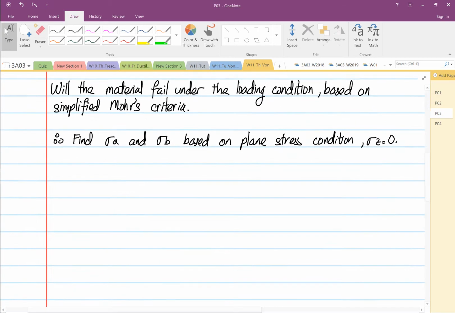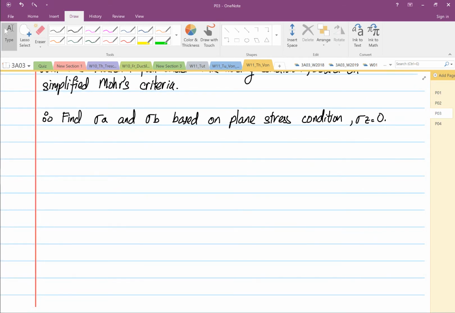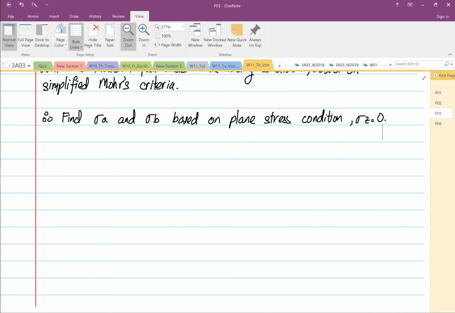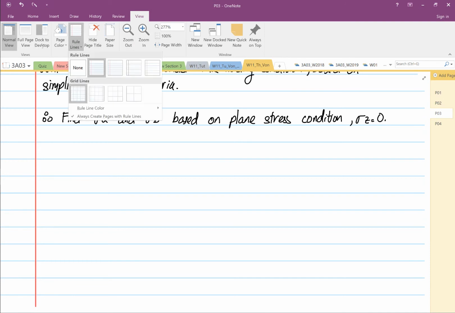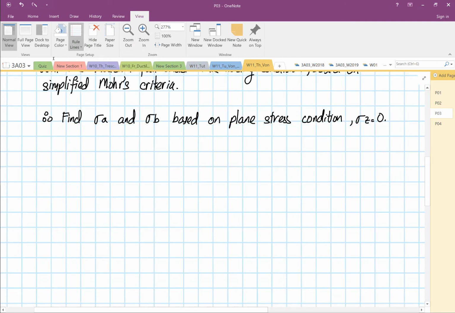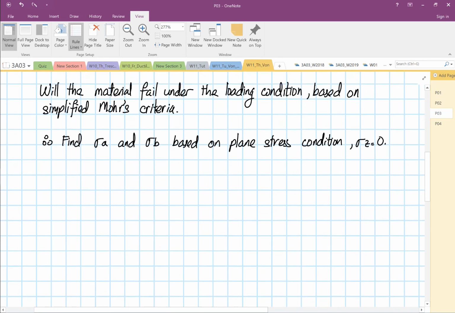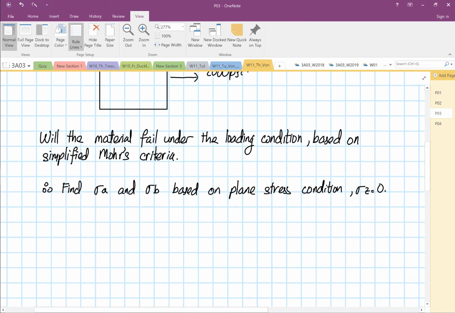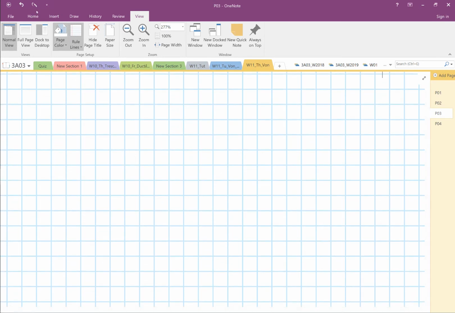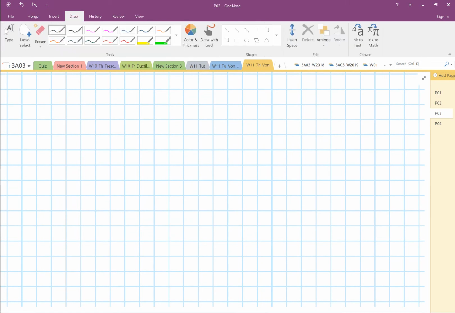So we have to construct the Mohr circle first to find stress A and stress B, the in-plane principal stresses. That is the question again. Now we have to construct a proper Mohr circle. So stress Y is 15,000. I'm going to quickly sketch out our Mohr circle.